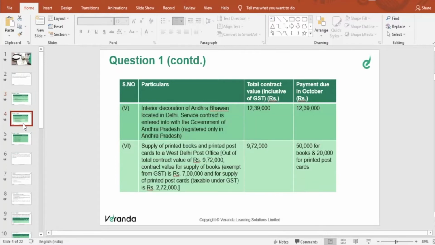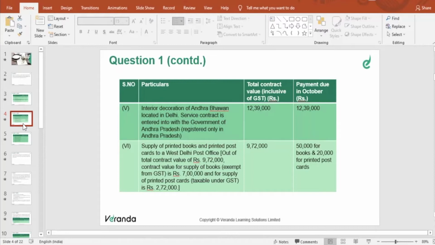Yes, sir. Next one, interior decoration of Andhra Bhavan located in Delhi. Service contract is entered into with the government of Andhra Pradesh, which is registered in Andhra Pradesh only. The total contract value is 12,39,000 and the payment due is completely 12,39,000. Now tell me, what do we take from this question first of all?